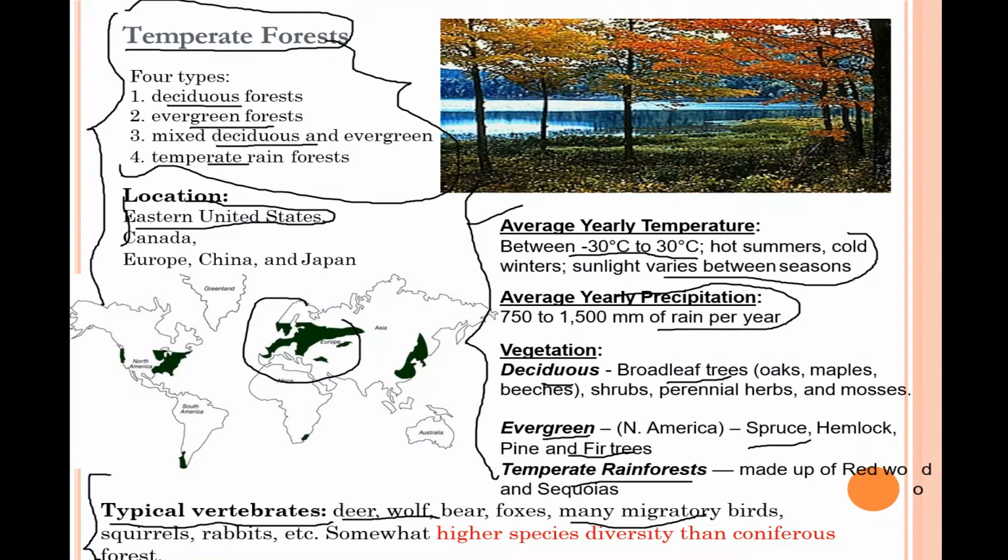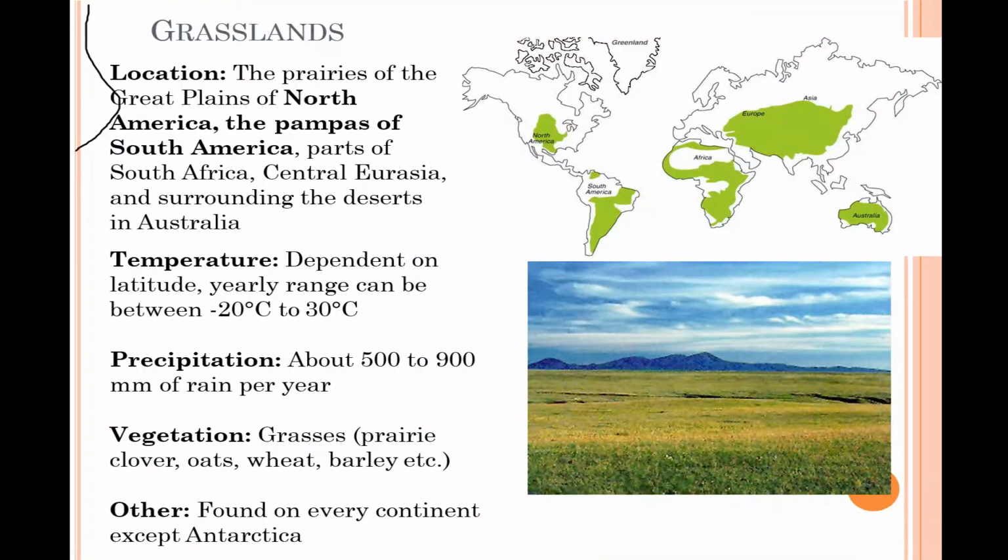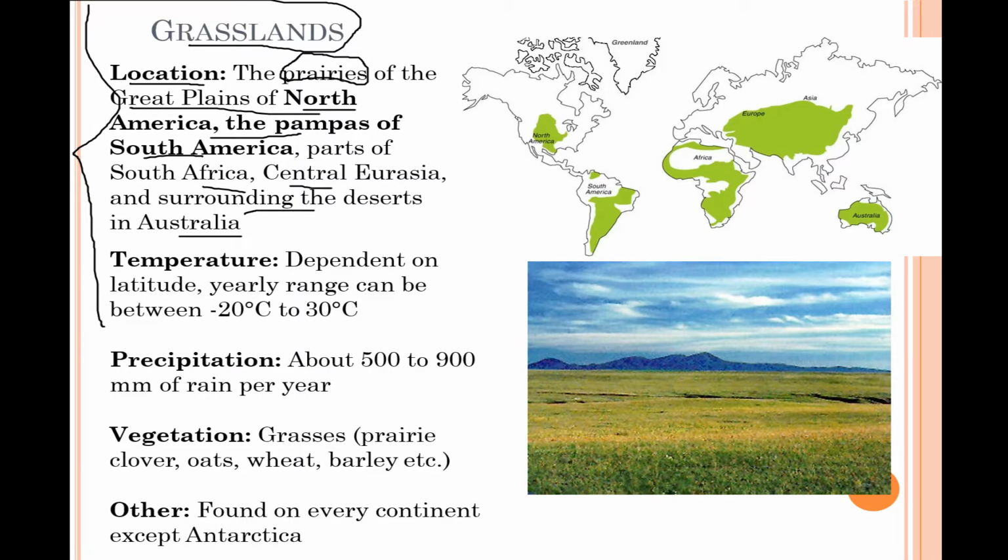Moving on, talking about another type of biome, which is the grasslands. Their location is in the prairies. The prairie is a special term that we introduce now when we talk about grasslands. These include the prairies of the Great Plains of North America, the pampas of South America, parts of South Africa, Central Eurasia, and surrounding deserts in Australia. So the prairies are called the grassland areas, and these are found in the countries as mentioned.